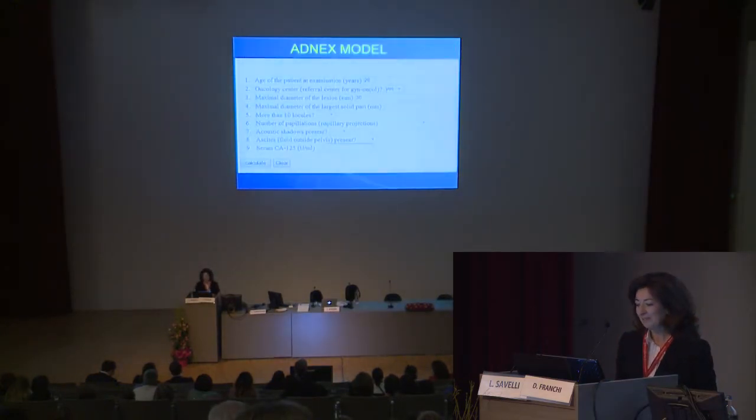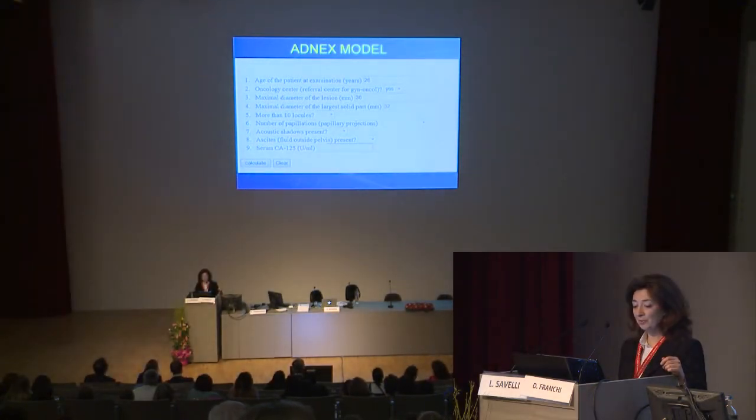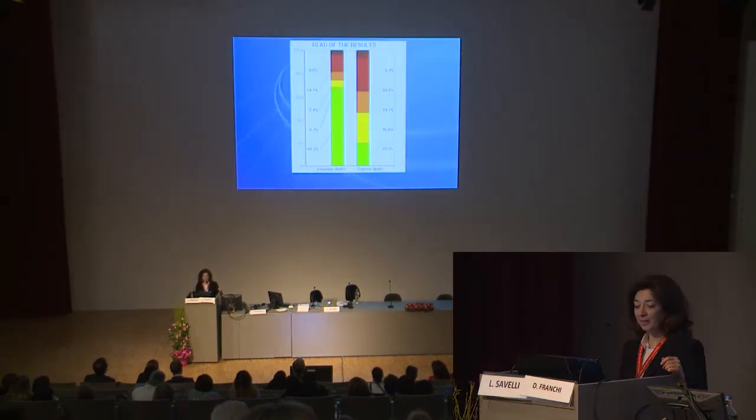Okay, we can apply. It was 36 millimeters in diameter. The largest solid part 32. More than 10 locules, no. Papillary projections, yes, more than 3. Acoustic shadow, no. Ascites, no. CA125, 9 to 1. We calculate, and here is the result. And it was a borderline tumor.